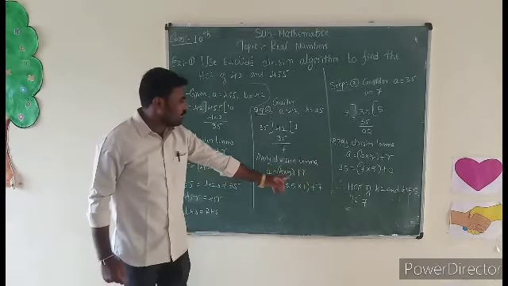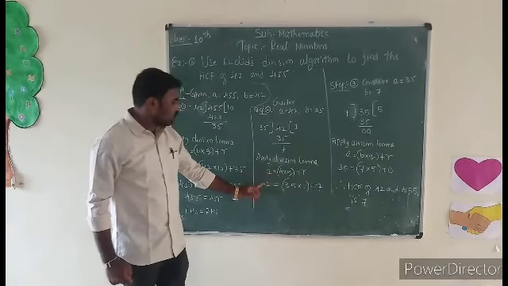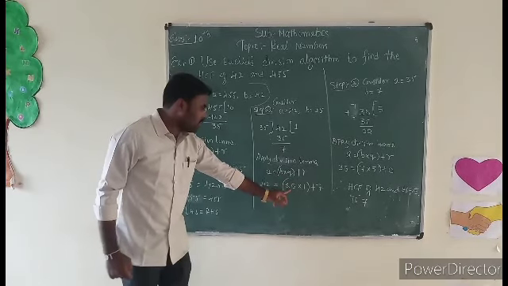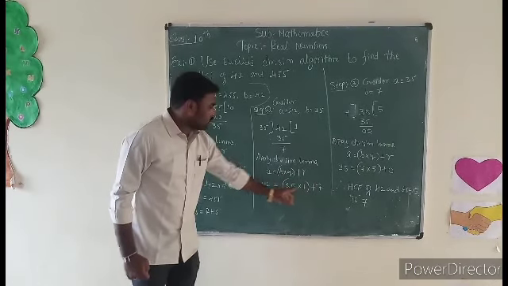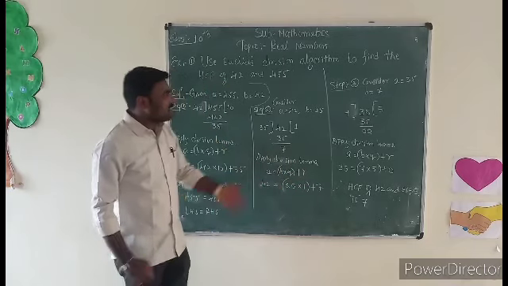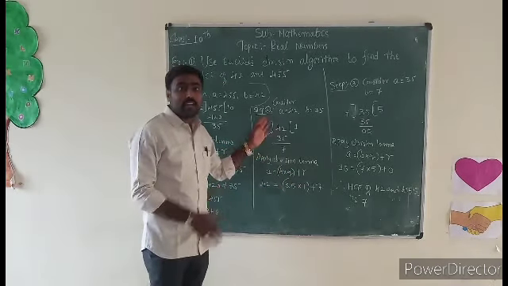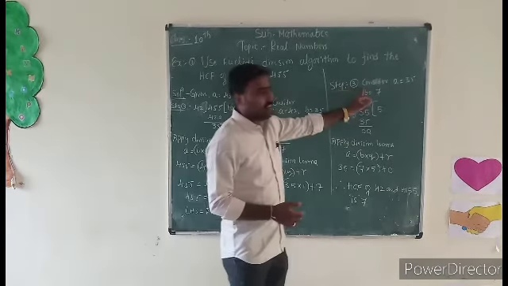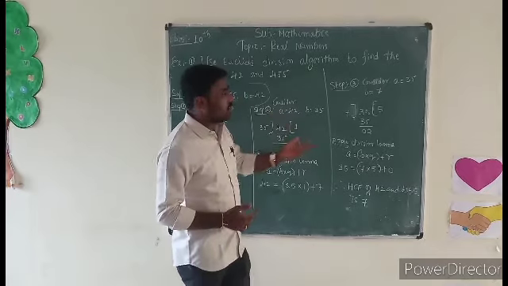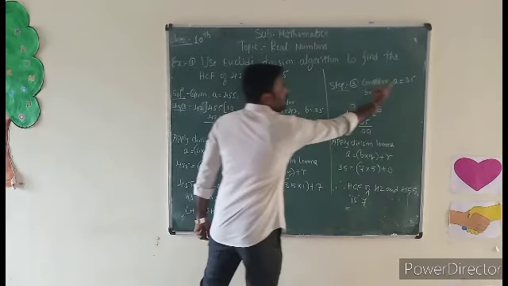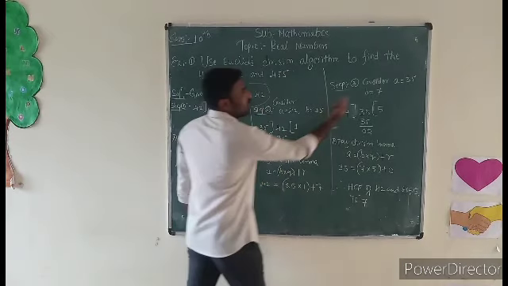Likewise, apply the division lemma. a = b × q + r. So a is 42, equal to the divisor 35 into quotient 1, so 35 × 1 plus remainder 7. This is applied. Here also we did not get remainder 0, so we follow the third step. Step 3: the divisor 35 becomes the dividend and the remainder 7 becomes the divisor.